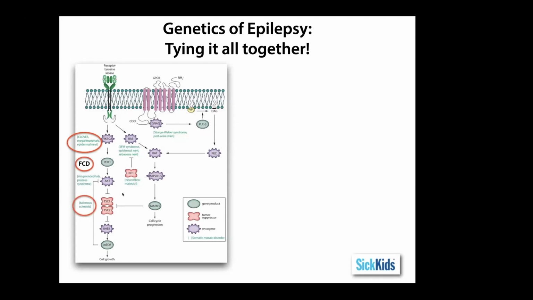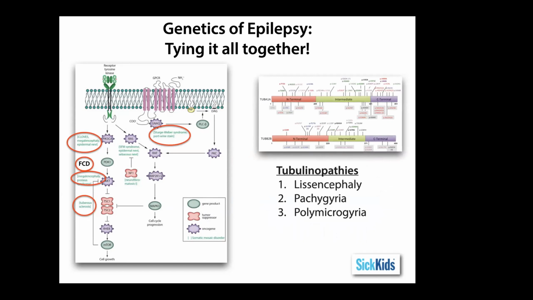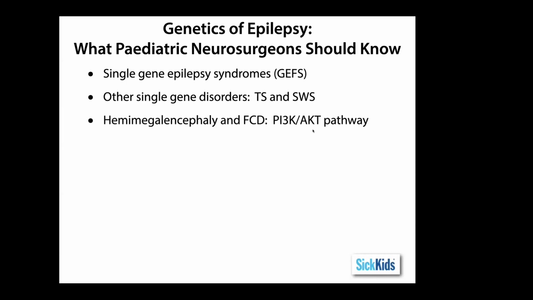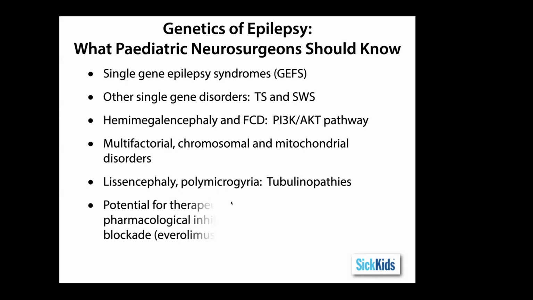It's a very important player in the AKT and the PI3 kinase pathway, but you also have the tubulopathies, lissencephaly, pachygyria, polymicrogyria, and those are all related to mutations in the tubulin genes, just to throw that in for you to see. So what you should know if you're a neurosurgeon: single gene disorders, which I mentioned, PI3K and AKT pathway, they're multifactorial, chromosomal and mitochondrial disorders, tubulopathies for lissencephaly and polymicrogyria.